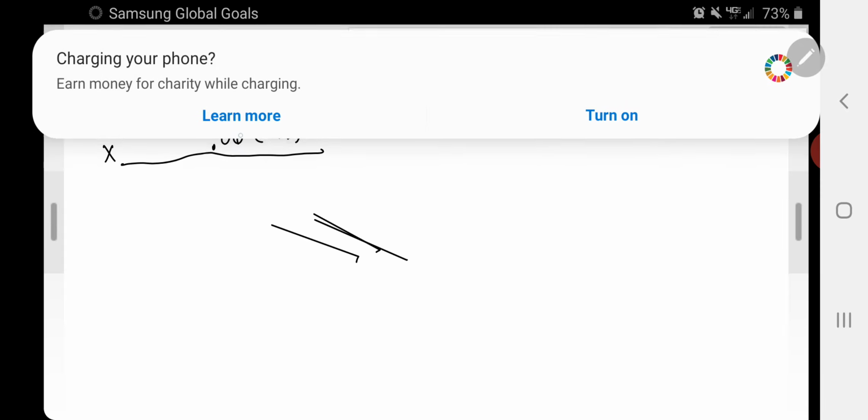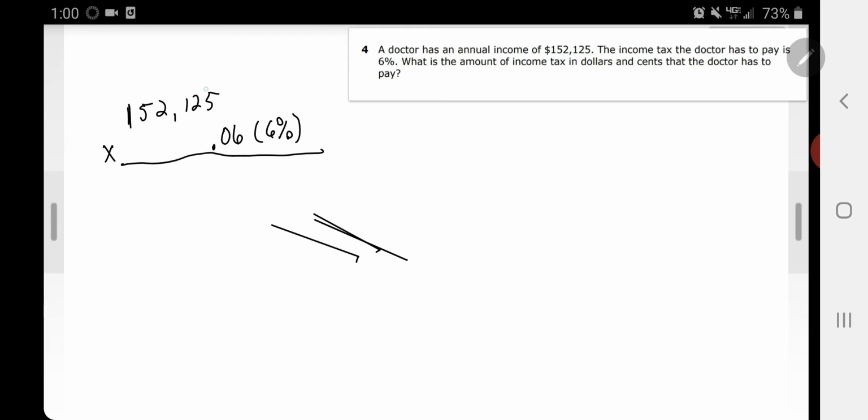All right, well, and let that thing go away. Sorry about that, guys. 6 times 5 is 30. 6 times 2 is 12, plus that 3 is 15. Carry the 1 over. 6 times 1 is 6, plus that 1 is 7. 6 times 2 is 12. 6 times 5 is 30, plus that 1 is 31. And 6 times 1 is 6, plus 3 is 9.